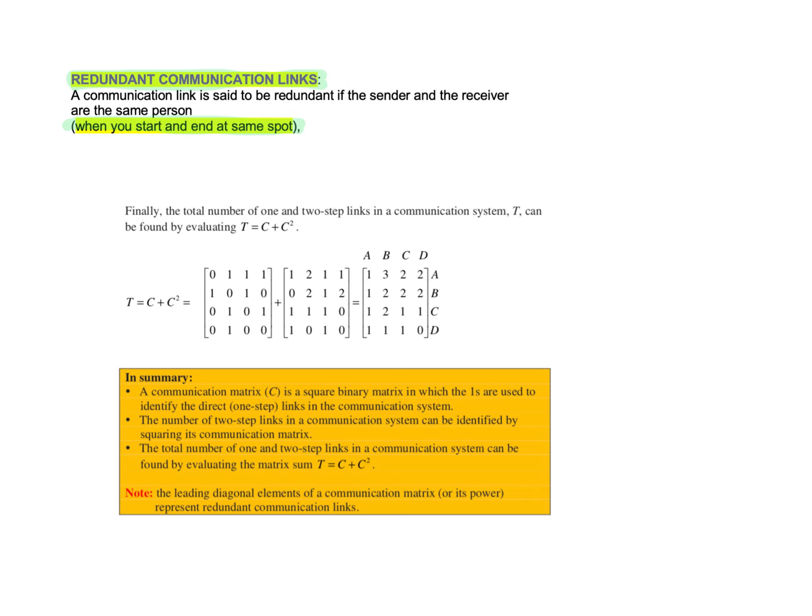Now, be careful, when they ask what is the total number of 1 and 2-step links, the word "and" there means that you're going to add them together. So when they want the total 1-step and 2-step communication links, you simply add the 2 matrices together. This would have been your original communication matrix, and then you add it with the one that you squared, and you end up with this one. So this is the sum of C and C squared.